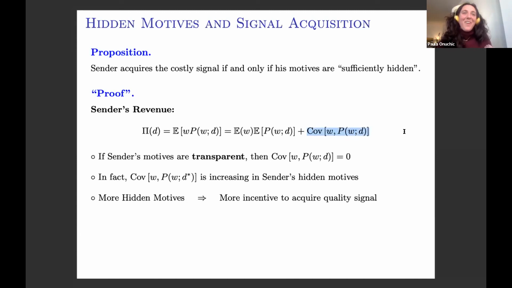Okay. So what that means is that, for instance, if I have transparent motives, all I can do is try to maximize this expected value here. So it's like I can use this information in fewer ways. Okay. Versus if I have hidden motives, I can sort of use it. I have more scope of what to do with this information in my benefit.